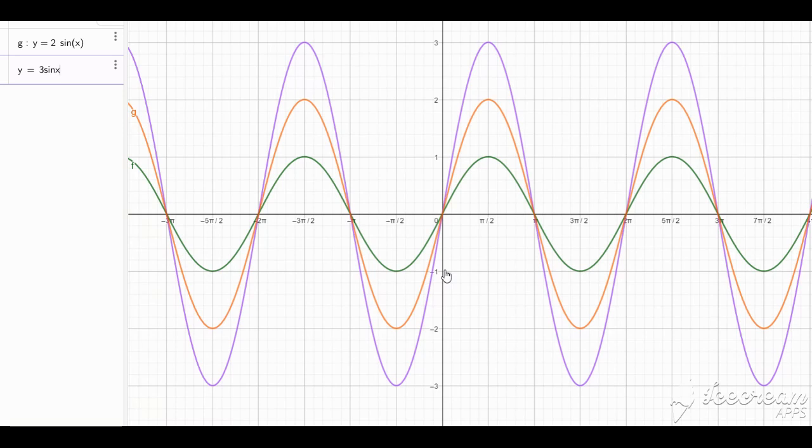Similarly for 3 sine x, you could sketch the original graph of sine x, remove the 1, put 3, and remove the negative 1 and put positive 3. Everything else will remain the same. As you can see, the period is still the same.